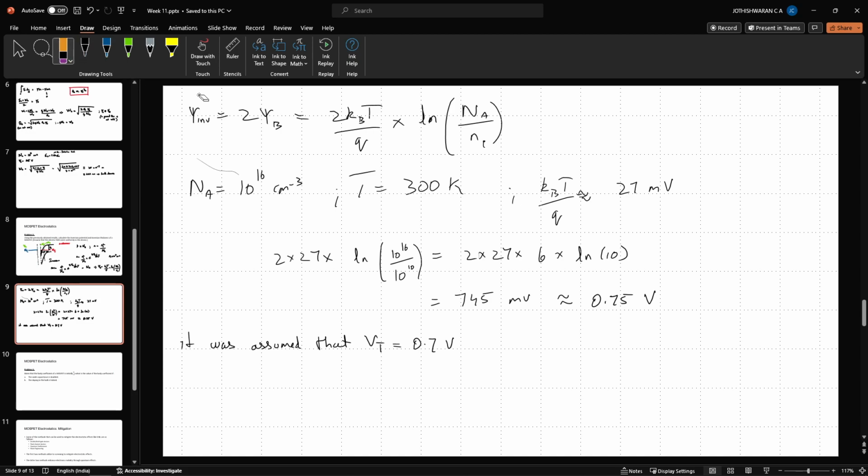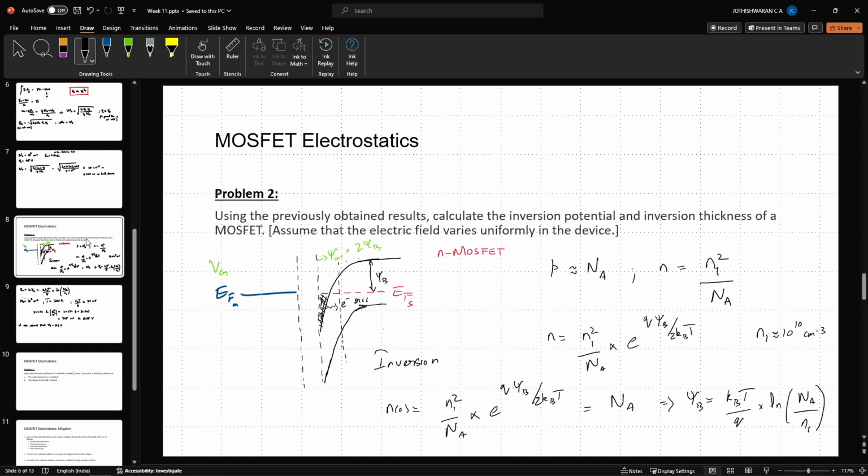Therefore, the choices that we have made so far for threshold voltages and all of these things are where they are supposed to be. So now that we have found that out, how do we go about finding the inversion region thickness? To find the inversion region thickness, again we are going to adopt a similar strategy.